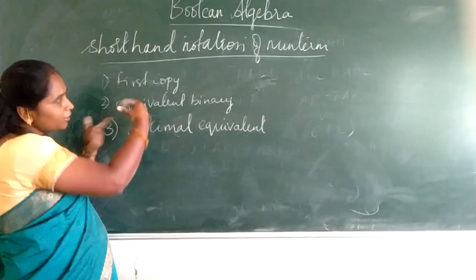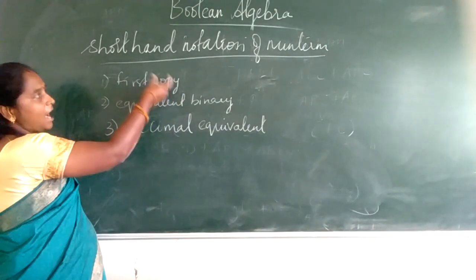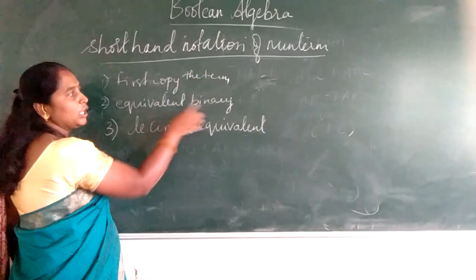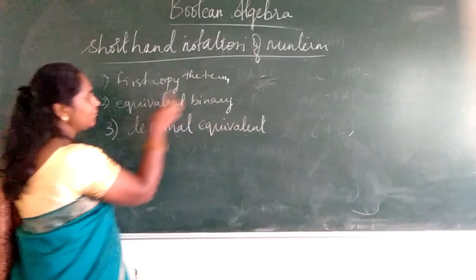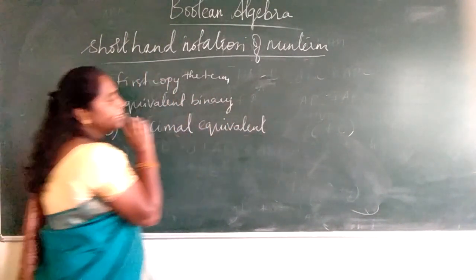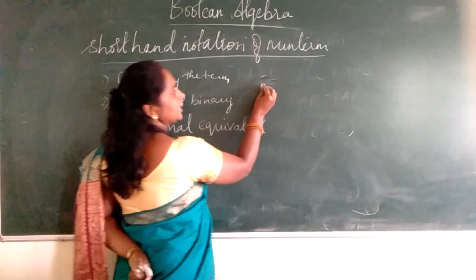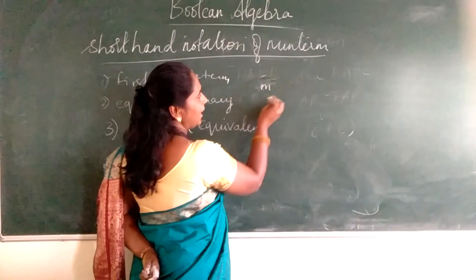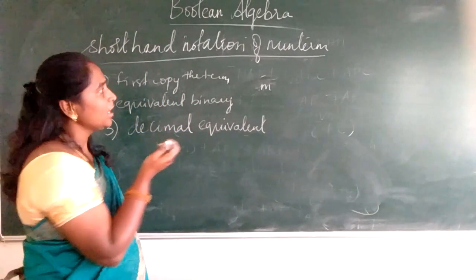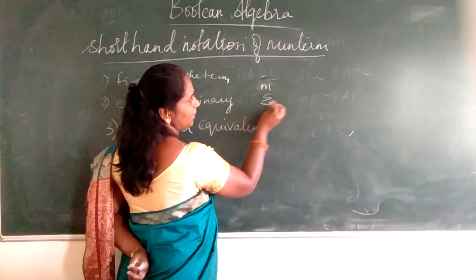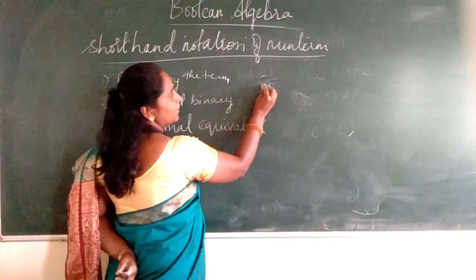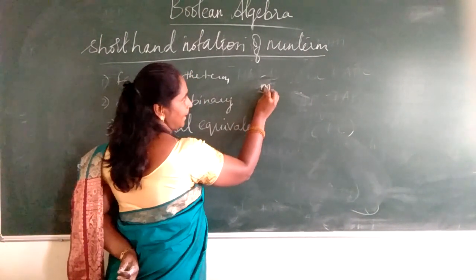Suppose, first thing, what are the rules followed? First copy the term. After copying the term, you are going to write the equivalent binary values. After writing the binary values, you represent it in the decimal equivalent. Here always your min term is represented in small m. And you are going to see in your canonical min term and max term, there I will explain what is the difference between a summation and pipe. But for the time being, you understand, min term is represented with a small m.